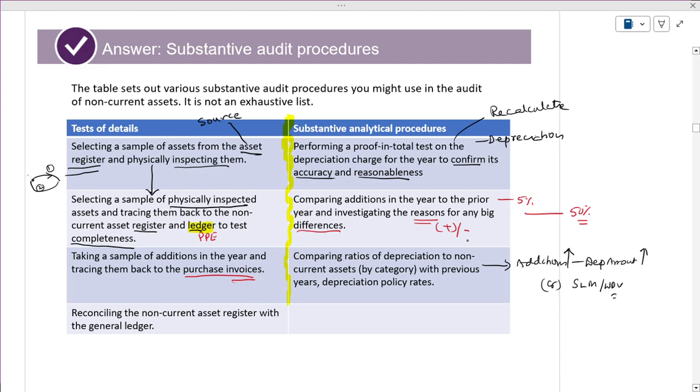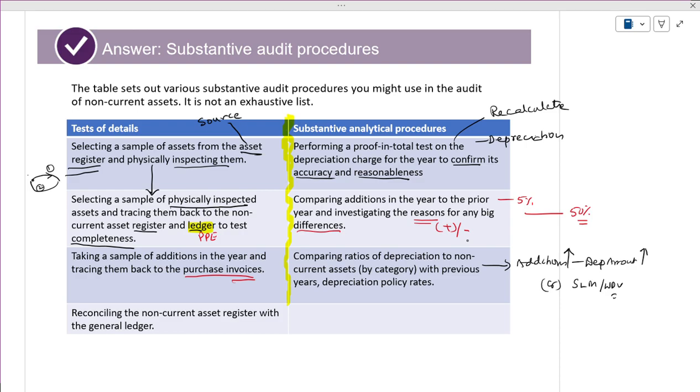We are not writing this. Comparing ratios of depreciation to non-current assets with what we have done previous year and what we are doing current year. If you take this one also, it is a part of analytical procedure. You are analyzing current year depreciation with the previous year depreciation. This is also evidence. We are talking in terms of depreciation policy.